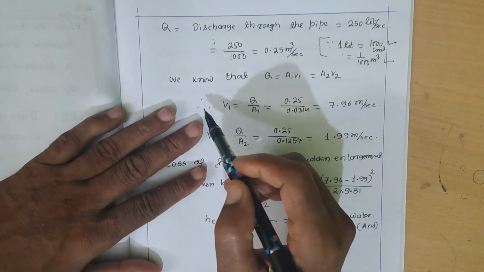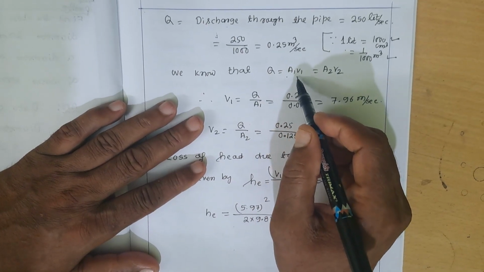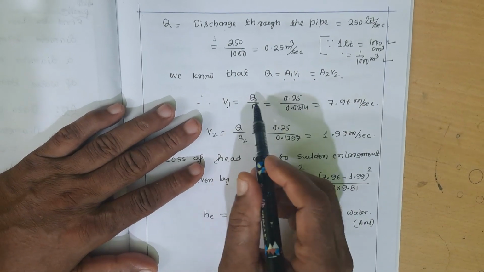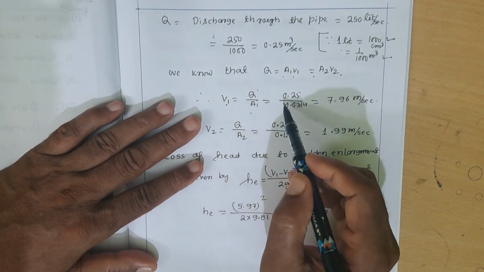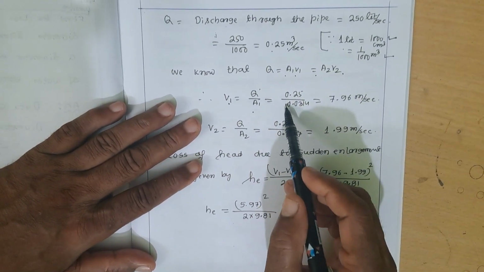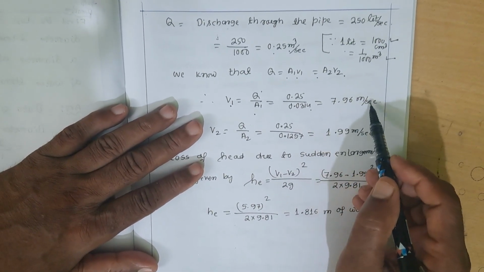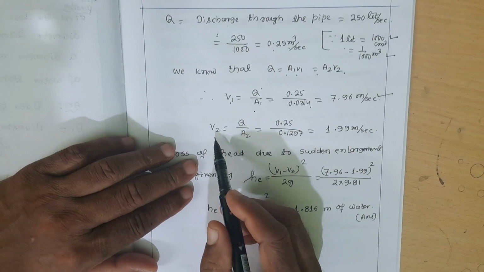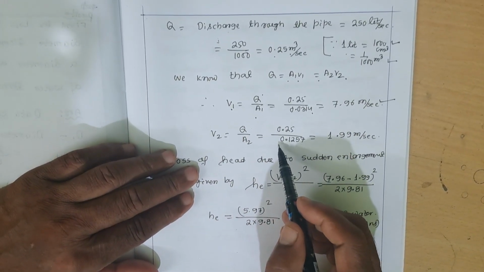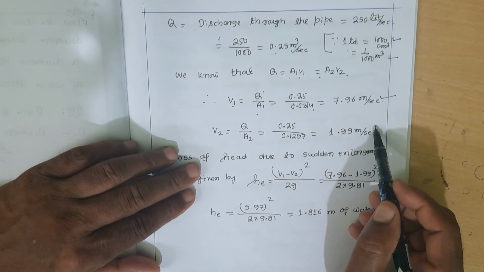Again, we know that Q, the rate of discharge, is equal to A1 V1 is equal to A2 V2. Therefore, V1 is equal to Q by A1, is equal to 0.25 divided by 0.0314, is equal to 7.96 meter per second. Then V2 is equal to Q by A2, is equal to 0.25 divided by 0.1257, is equal to 1.99 meters per second.